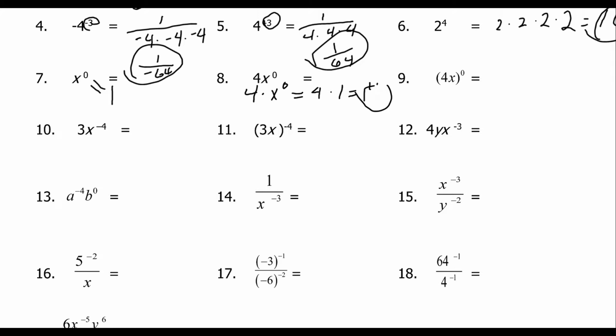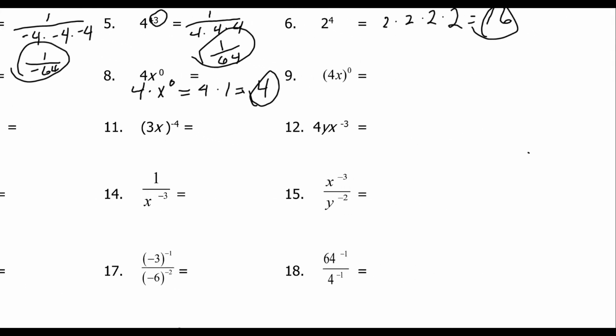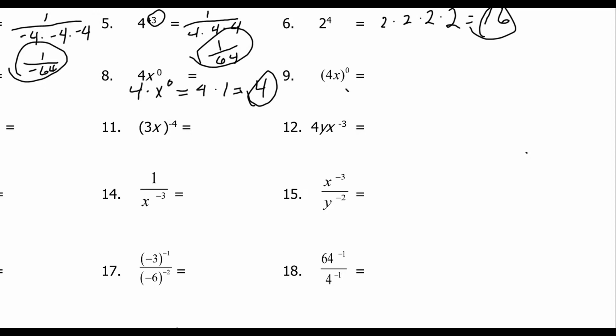I'm going to rewrite that. So we've got 4. Alright, now here we've got this whole thing raised to the 0. Over here, if you notice, the 0 was just with the x. On this one, since we have these parentheses here and here, it's going to make it to where this whole thing is raised to the 0, which makes this equal to 1.